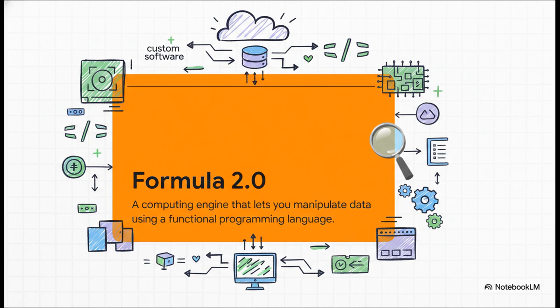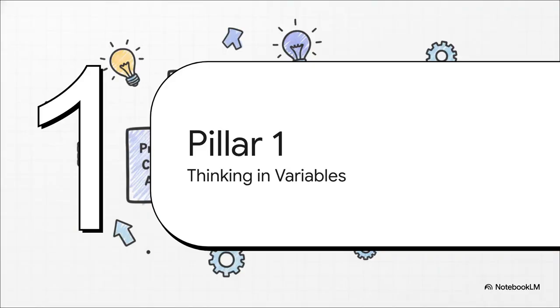We're not just calculating numbers anymore. We are computing outcomes. We're writing instructions that can sift through data, understand relationships, and even change what we see on the screen. It's like turning every single one of our databases into its own little custom-built piece of software. Okay, so let's get into our first pillar to see how this works.